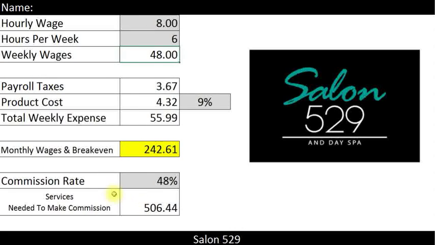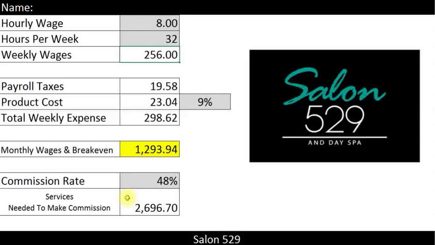Okay, so let's come down to this area. This is the commission rate, which will be the fourth thing that you will enter. At 48% is what I used as an example. And here's the reason. Another thing that comes up that you might want to know is, how much does the service provider have to do before they make commission? And so this is a tool where you can use this to either show the service provider, or you can just figure out for the owner.